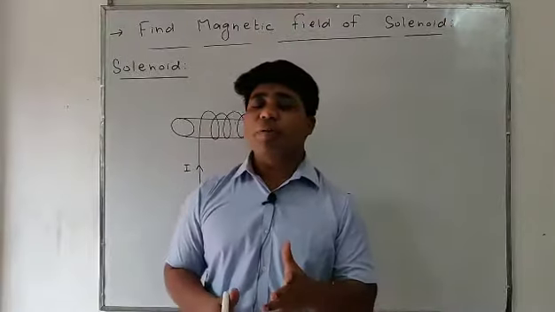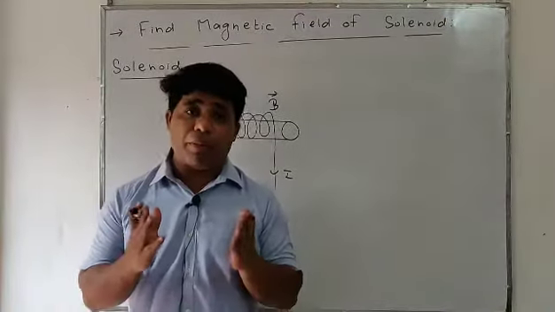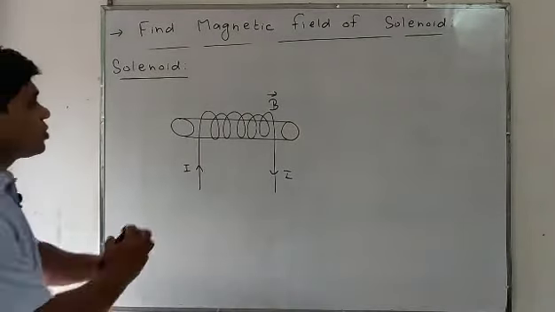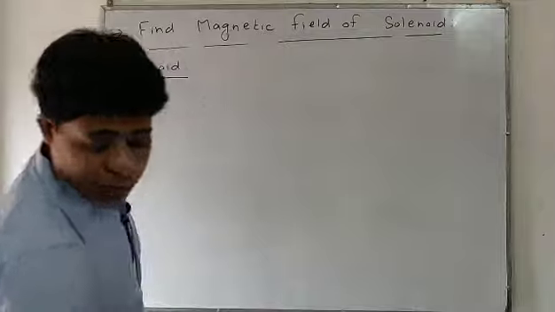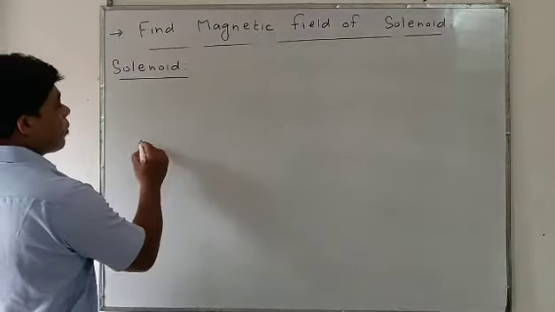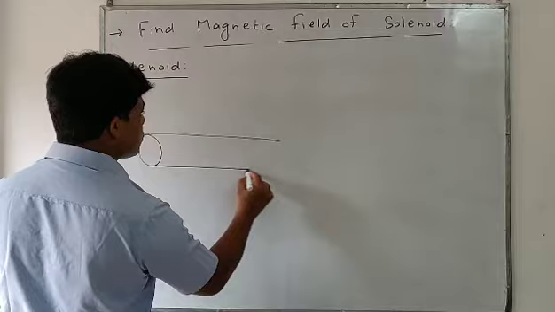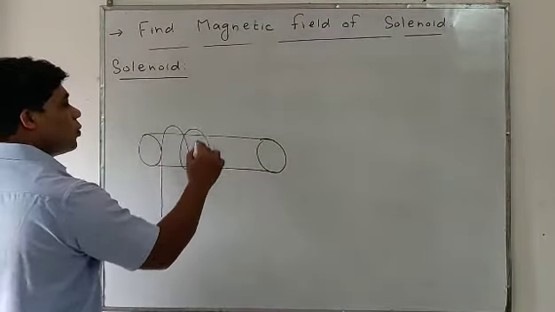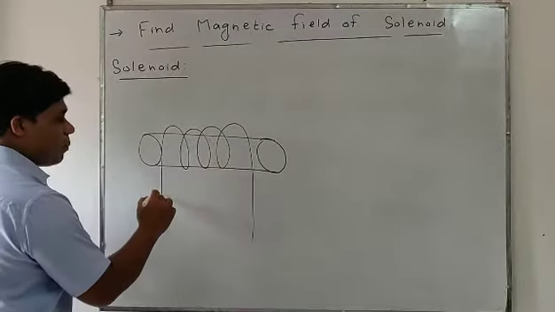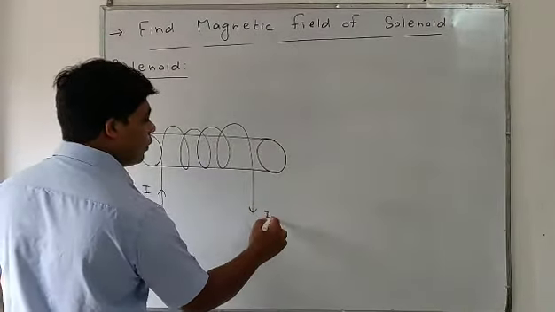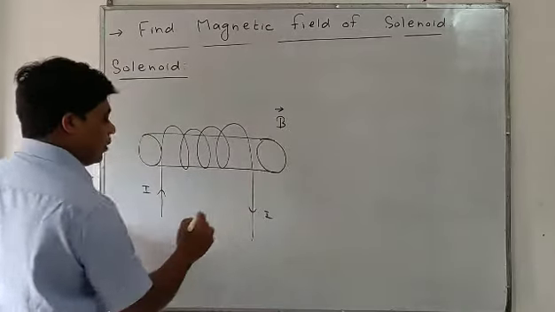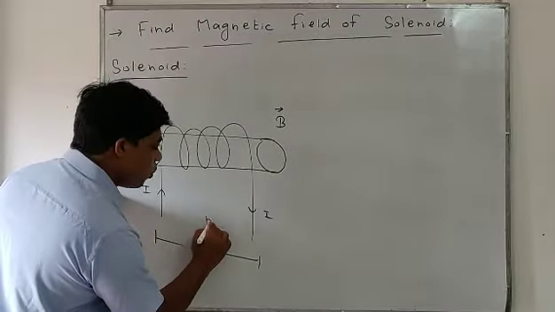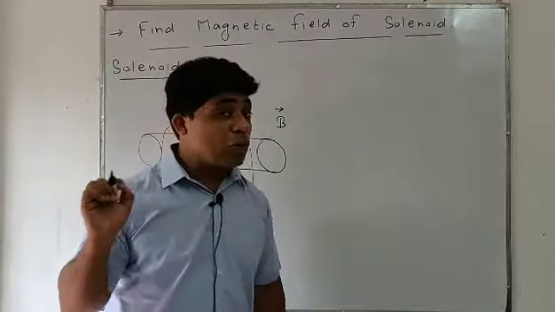So now using Ampere circuital law, we have to find the magnetic field generated by a solenoid. For that I want to make the diagram. Look at students, suppose this is the solenoid, and this is the wire. When we pass current through it, it produces a magnetic field. L is the length of the solenoid, and small n is the number of turns per unit length.